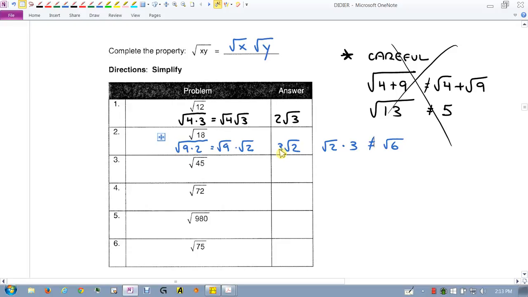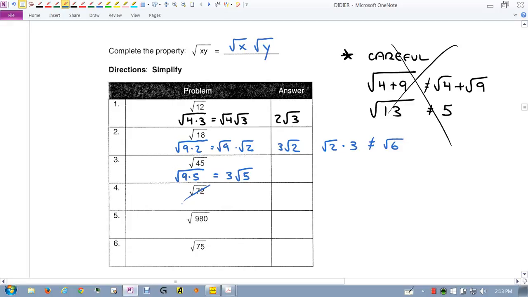All right, how about 45? See a perfect square in there? 9 again. This time 9 and 5. So this is going to turn into, let's try and do it without that next step. Square root of 9 is 3, and then square root of 5 can't do anything, right? So 3 root 5. 72, we just did that one, didn't we? We don't need to do that again.